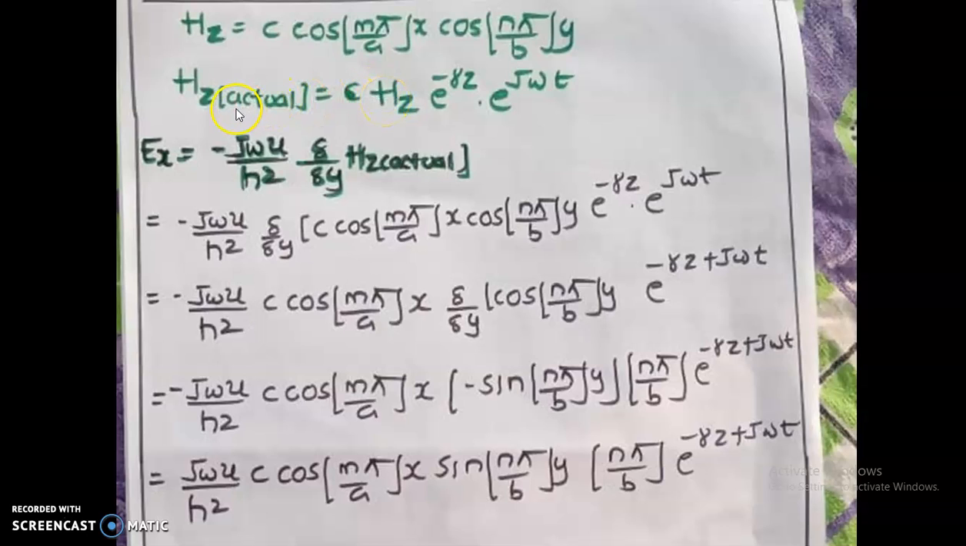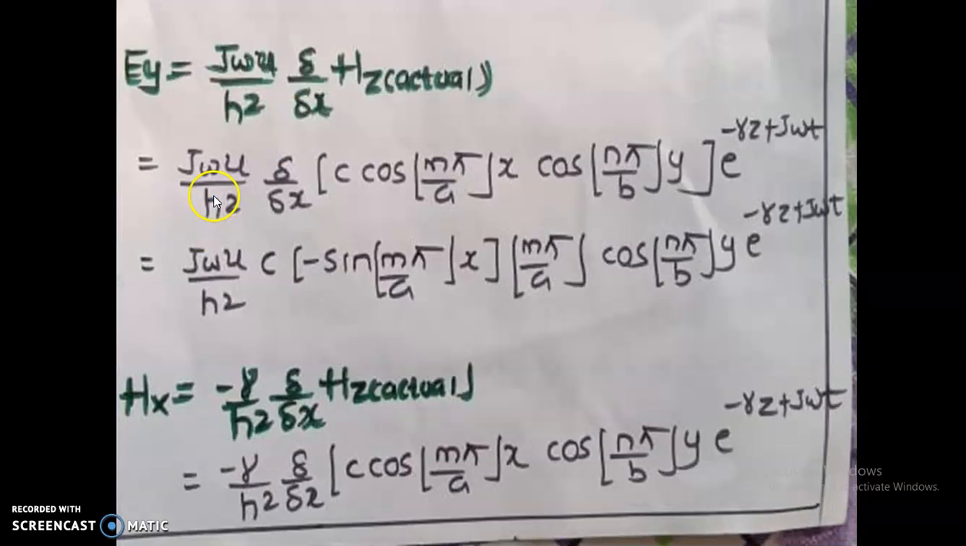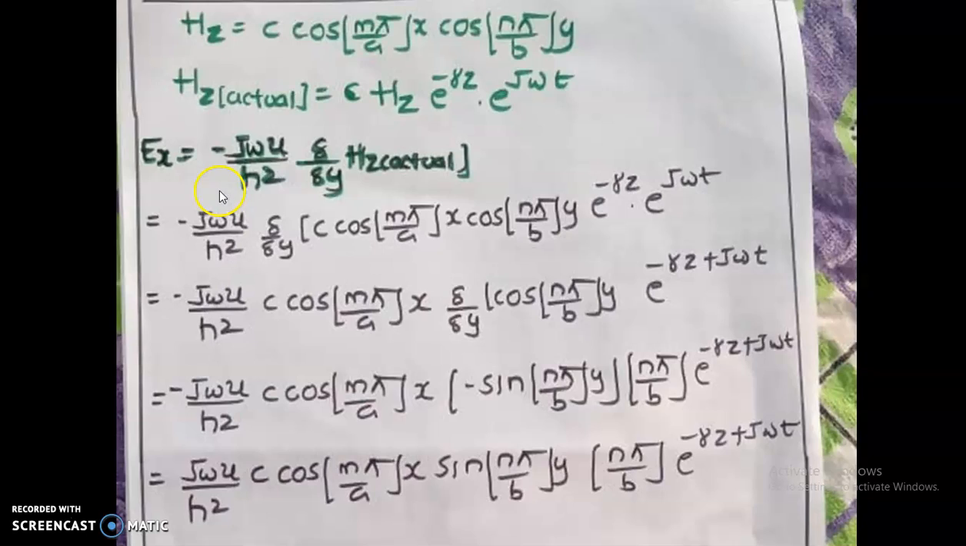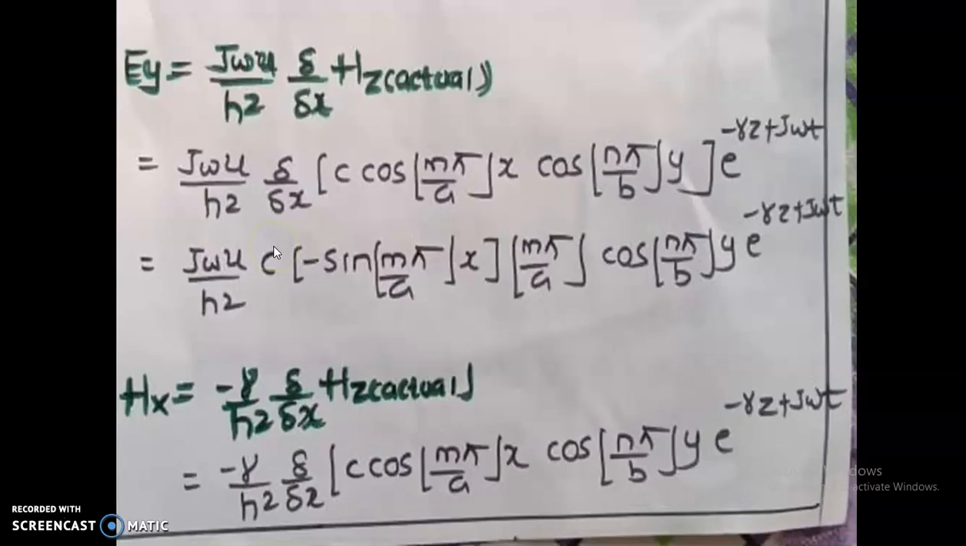Now this is Hz actual. I already told you that we have to find Ex, Ey, Hx and Hy. So try to understand the simple point here: Ex is nothing but ∂/∂y of Hz actual. Just substitute this Hz actual inside and do the partial differentiation with respect to y. You're going to get Ex.